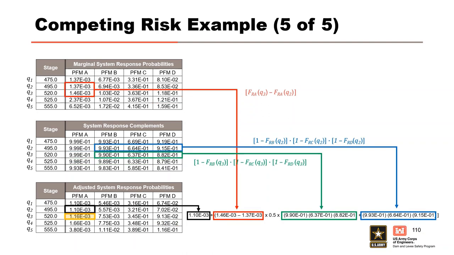For the other failure modes, the process is the same. The equation on this slide is for failure mode A at Q3. This time, the survival function will be defined by the complements of failure modes B, C, and D.